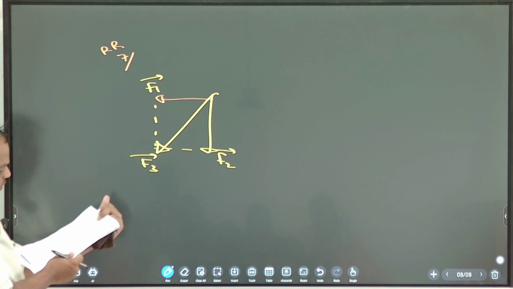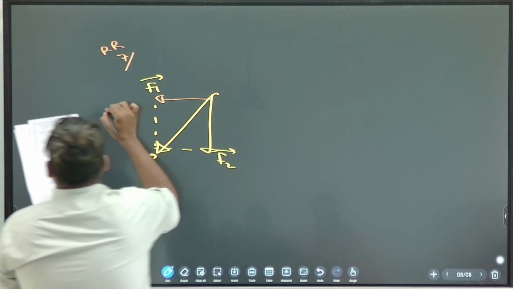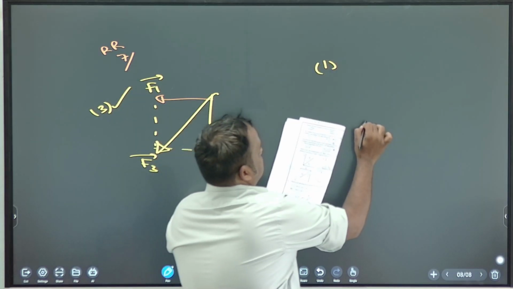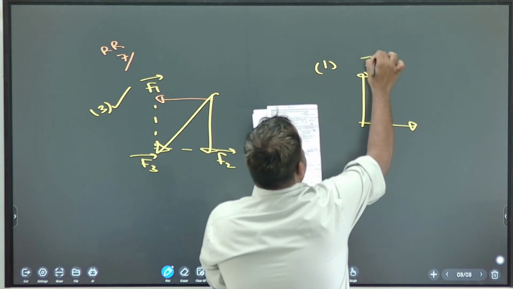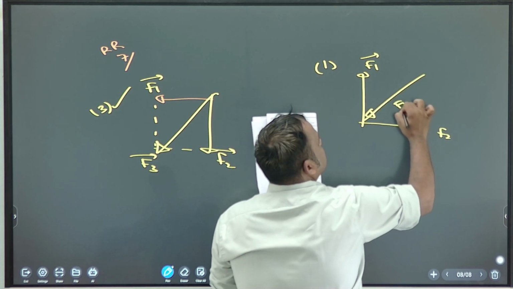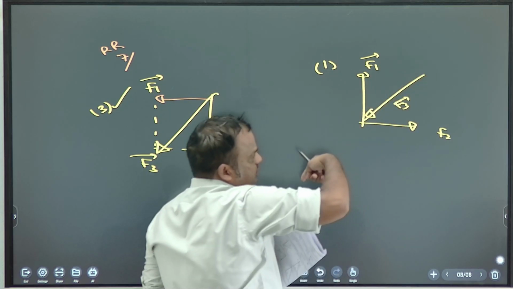What is wrong with 1? So this is third option. It is correct. Why 1 is wrong? Yes, this is F1, this is F2, and they have drawn this is F3. F3 should be like this, not like this.